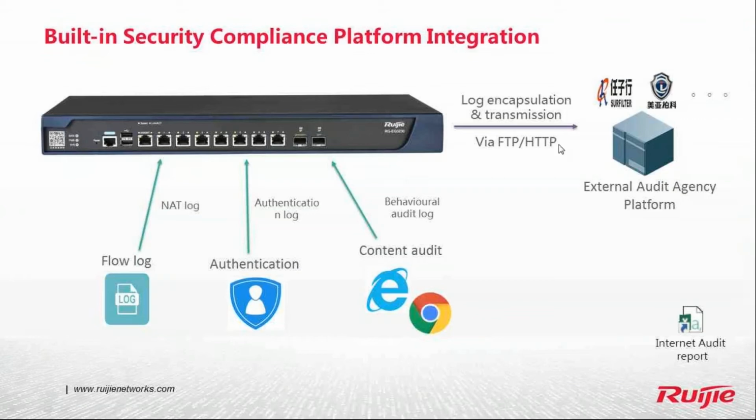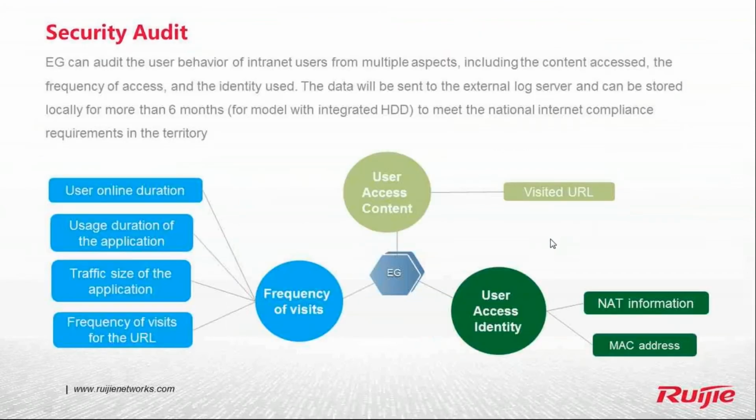So these are some of the features we can use in our security gateway. With the flow logs, you can view the logs, the authentication logs, all the logs. The content audit means behavior audit logs. All the logs from here can be stored in an external audit agency platform, an external log server, which can use FTP or HTTP. This can be configured.